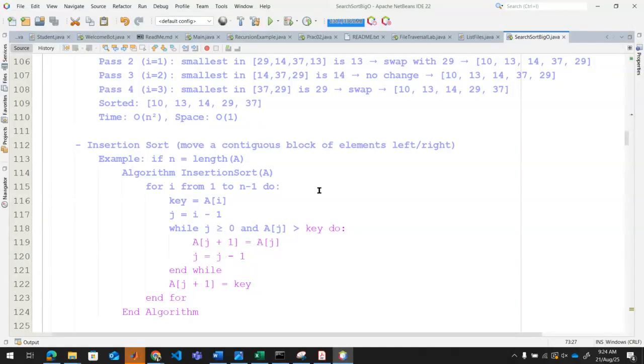Let's look at the example. n is equal to the length of a. Again, we're passing a as the only input argument to the insertion sort. We have for i from 1 to n minus 1, perform this. So the key is equal to a of i, so we selected our key, and j is equal to i minus 1. So while j is greater than or equal to 0 and a of j is greater than key, then perform the following operation. All right. So the operation is what? a of j plus 1 is equal to a of j, and then decrement j. j is equal to j minus 1.